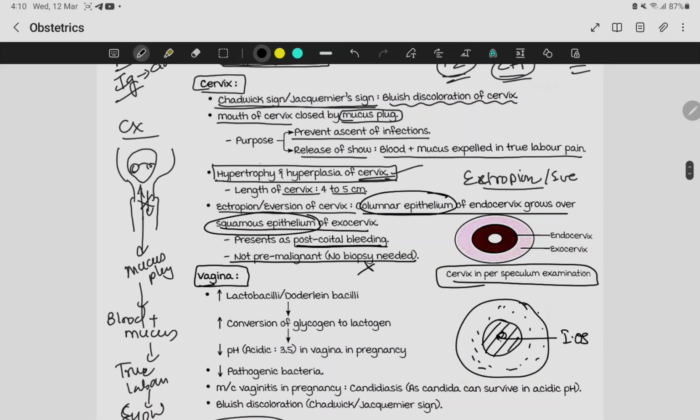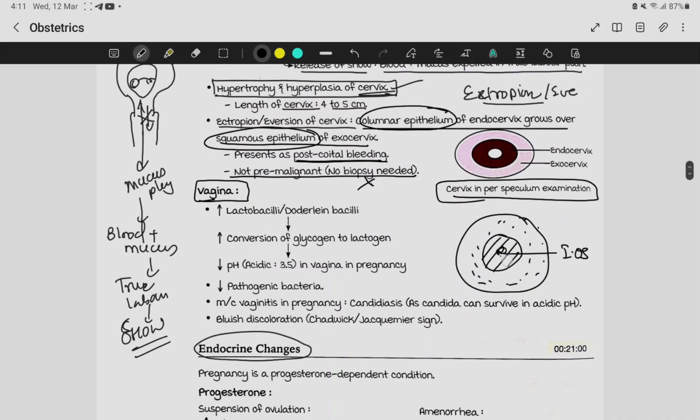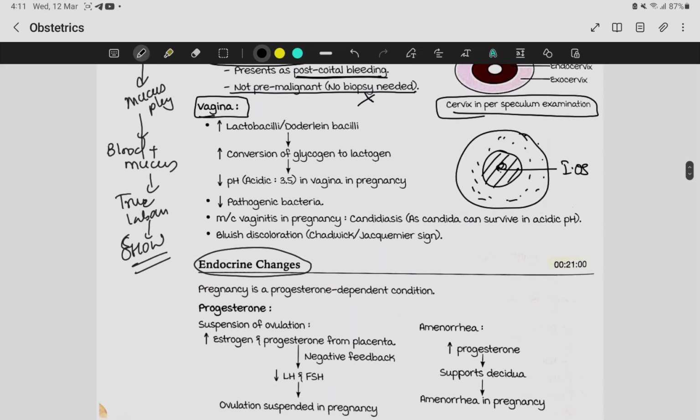So these were the cervical changes. What were the cervical changes? First is the Chadwick or Jacquemier signs. Then the mouth of the cervix gets filled with the mucus plug, which, if released during true labor pain, is called show. There is hypertrophy and hyperplasia of the cervix, increasing its length to 4 to 5 centimeters. Then there's ectropion or eversion of the cervix. Ectropion is the extra growth of the columnar epithelium of the endocervix over the squamous epithelium of the exocervix, which can present as postcoital bleeding and is not a pre-malignant condition, so no biopsy is needed.